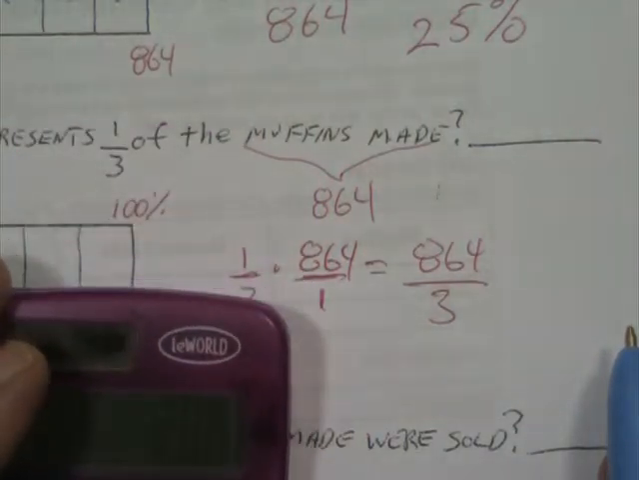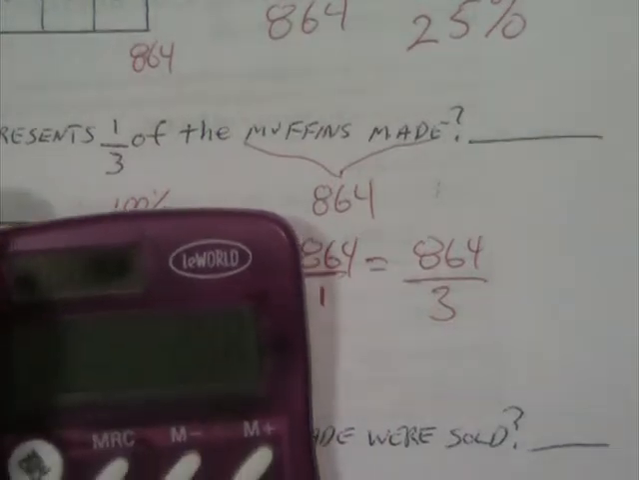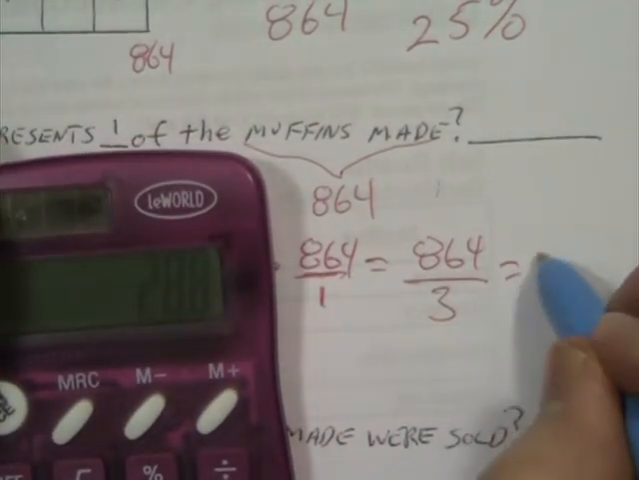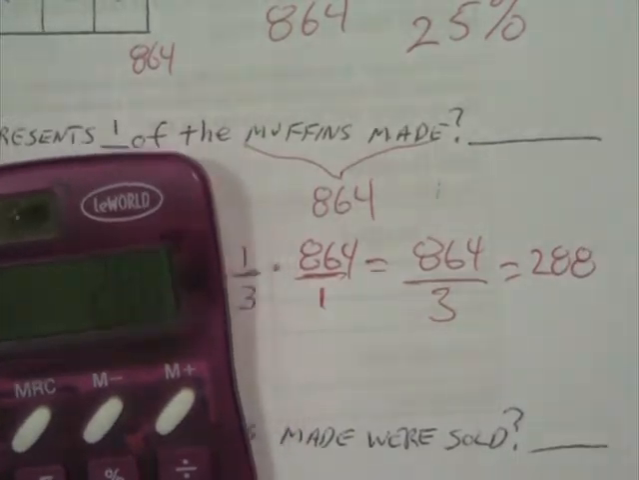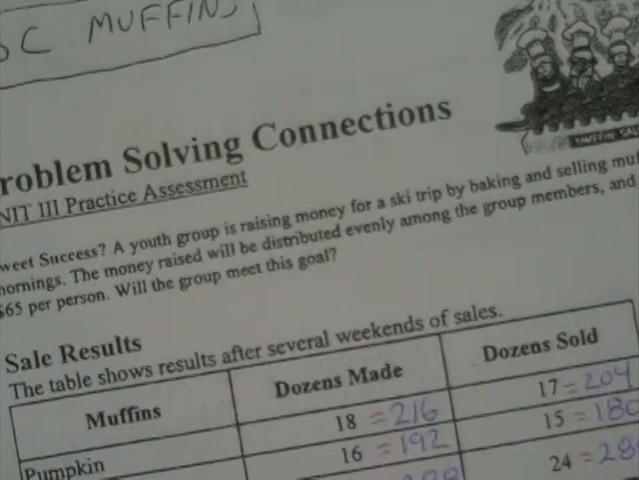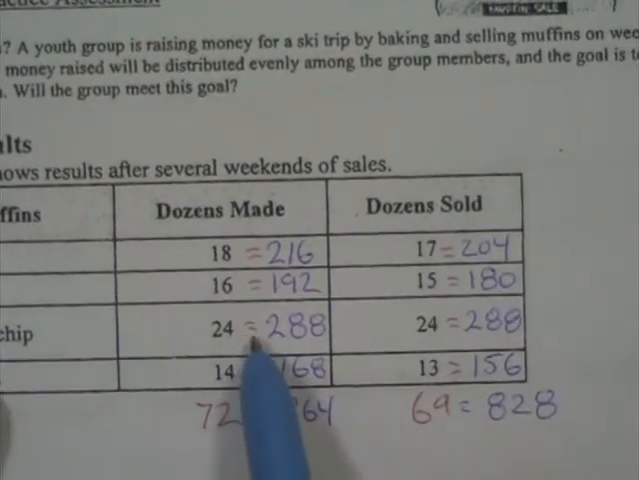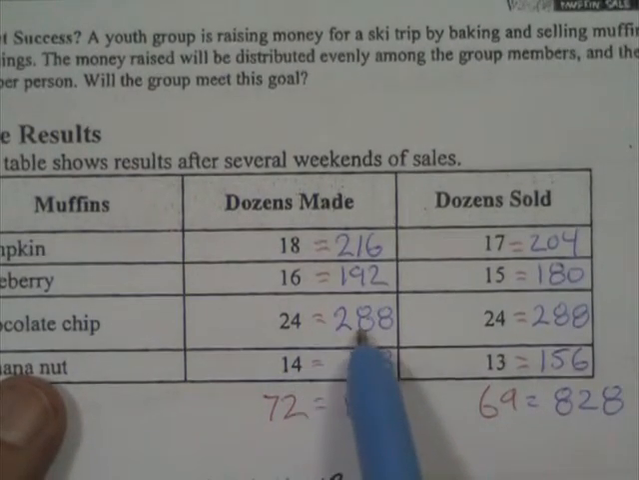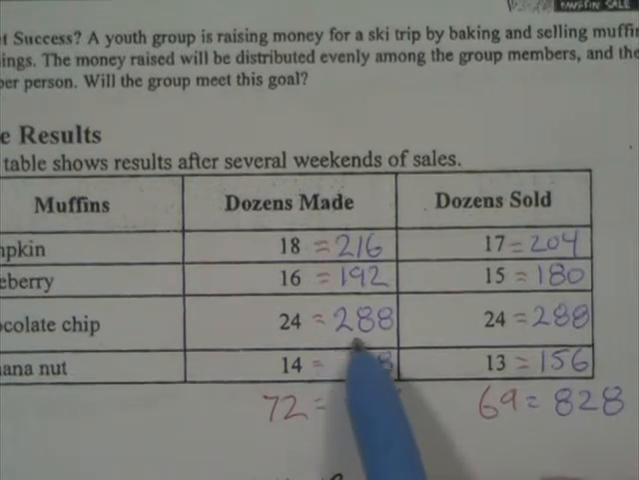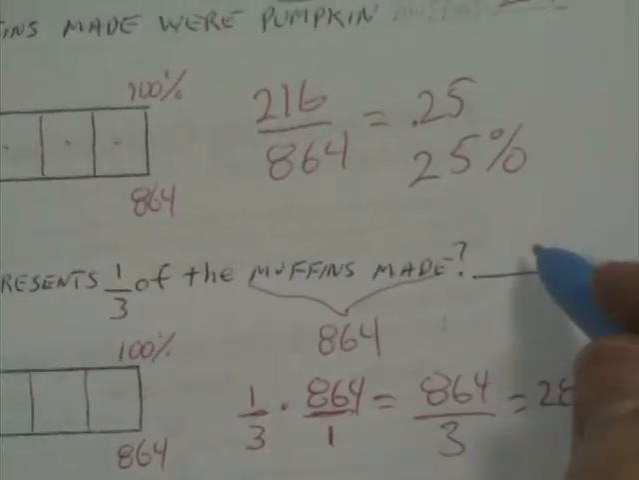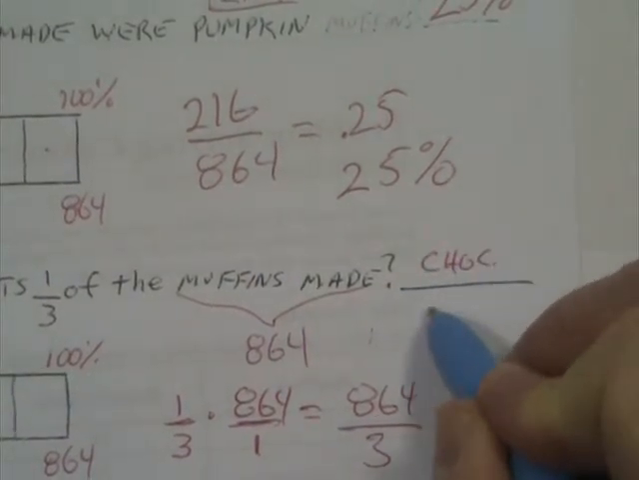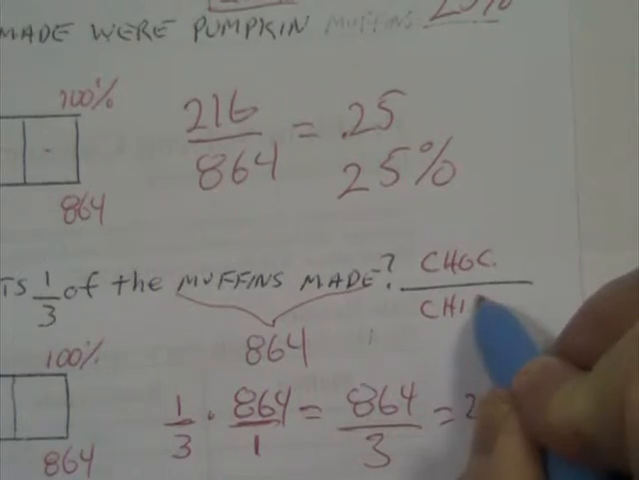What type of muffin represents 1/3 of the muffins made? Oh, okay, 288. Which one is 288 muffins? My bad. So which one is 288? I look over on the other side, and I see that chocolate chip is 288. So the answer is chocolate chip, 288. I look over here and write down chocolate chip. I'm just going to abbreviate it as choc chip.